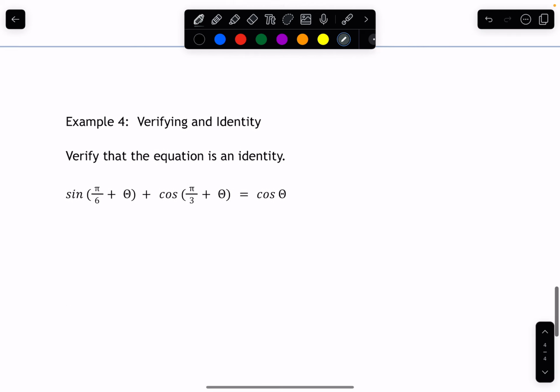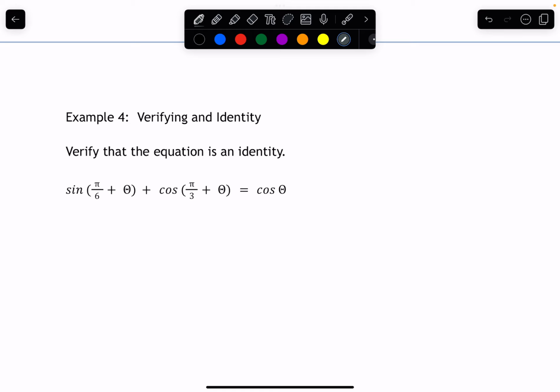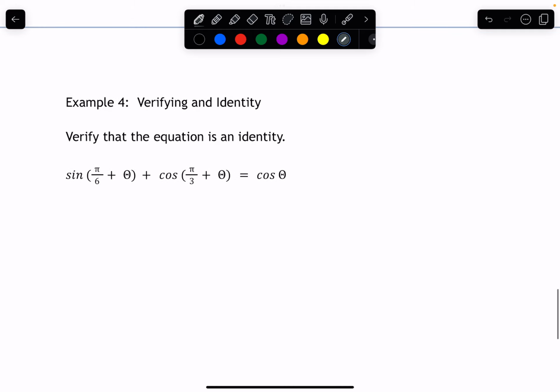Finally, our last example of the day, we'd like to be able to verify an identity. Similar to the work that we did in lesson 5.2, where we're going to take one side of this equation, transform it into the other. So again, as we look at this, the easiest thing is the cosine of theta. So that's our goal, is to use identities and transform the left side into cosine theta.